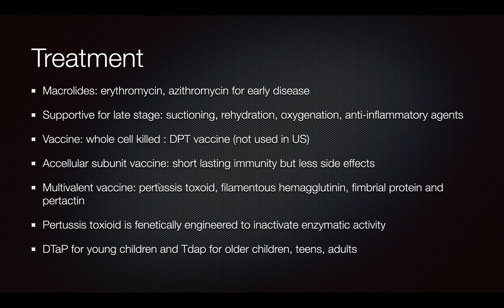The multivalent vaccine is going to contain the pertussis toxin or the filamentous hemagglutinin or the surface protein, so the fimbrial protein and the pertactin. The pertussis toxoid is going to be genetically engineered to inactivate the enzymatic activity, and then that's going to be given as DTaP for children and Tdap for the older children, teens, and adults. So only the DPT is not really used in the US.